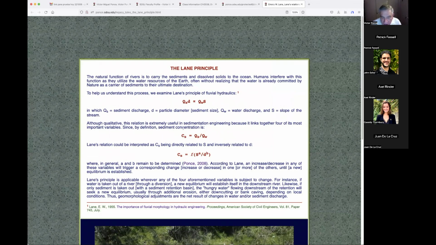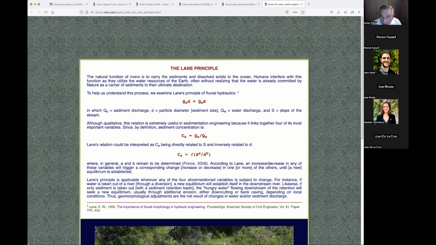Since by definition, sediment concentration, look at this, sediment concentration is QS over QW. That means if you put QS over QW over here and put it to the left side, and you put the D in the denominator of the right side, then you can say safely that the sediment concentration is a direct function of the slope to some power to be determined, and an inverse function, or reciprocal function, of the diameter to some power B that needs to be determined. And this is a correct statement, by the way.